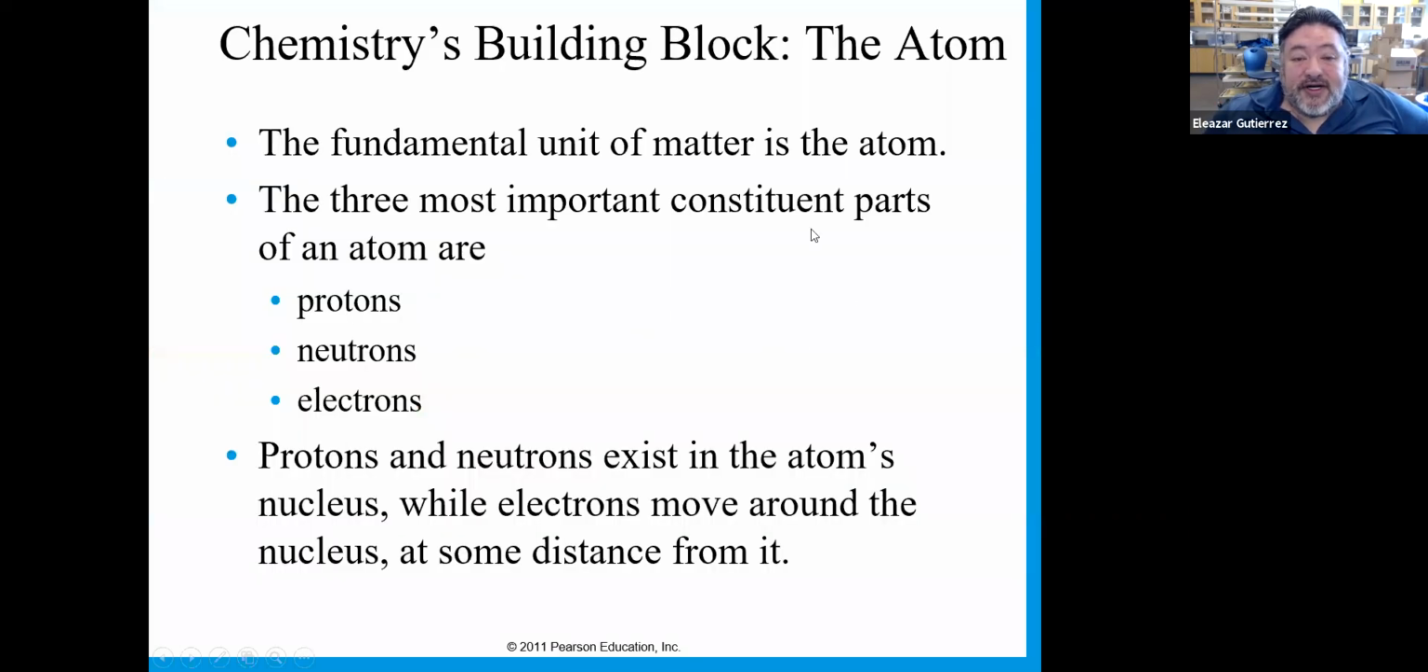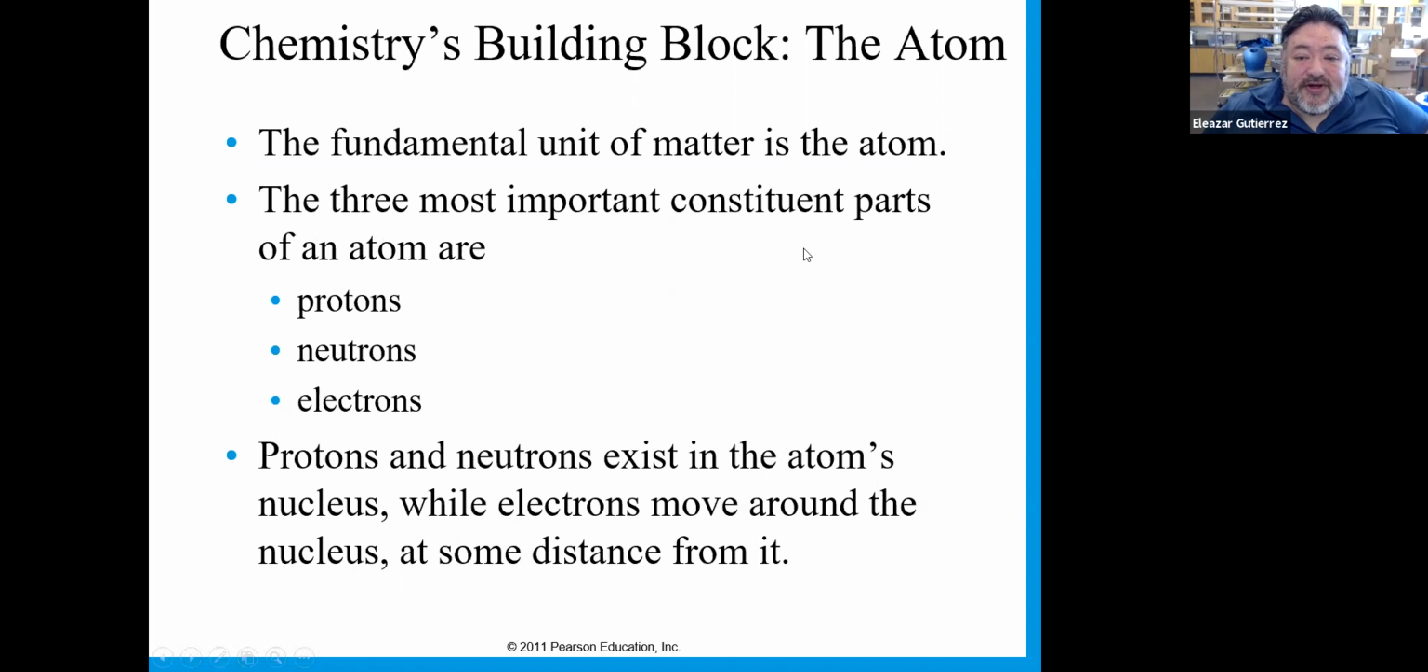So let's get started. The fundamental unit of matter is the atom. In the last chapter, we learned that the fundamental unit of life was a cell. Here we learned that the atom is the smallest unit of matter. As a matter of fact, the word itself is atom, a meaning not or without, and tom means cut. So atom literally means that object that can no longer be cut or divided.